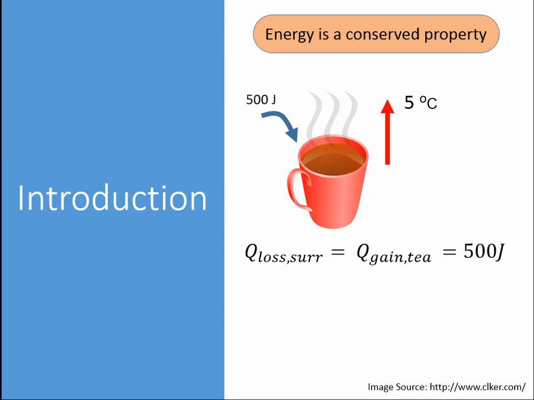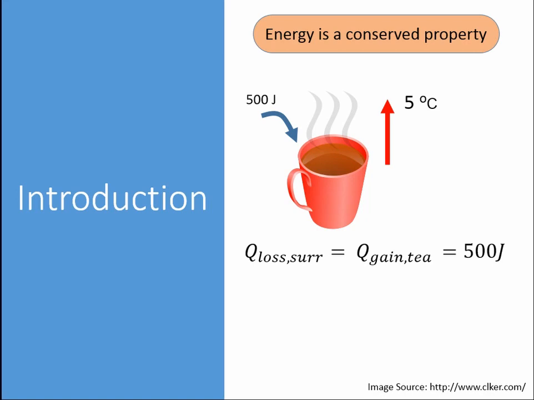For example, imagine a hypothetical process where a 100 milliliter cup of tea at 80 degrees Celsius absorbs 500 joules of heat from its surroundings. The surroundings are at room temperature. Since the heat transferred by the surroundings is 500 joules and the heat absorbed by the cup of tea is also 500 joules, there's no loss of energy. That means this process satisfies the first law of thermodynamics.